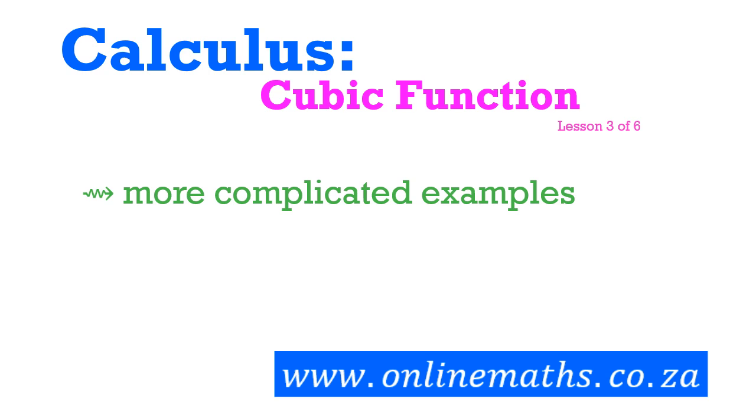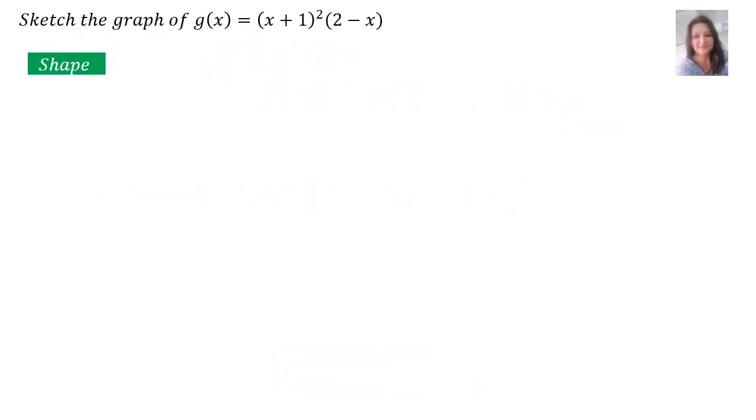Back to the maths. So here I will explain more complicated examples on how to sketch a cubic function. Let's sketch the graph of g of x is equal to (x plus 1) squared times (2 minus x). Now, in order for us to find out what the shape is, we need the value of a, the coefficient of x cubed. And in this case, it's not very clear. So what we first have to do is multiply out the brackets.